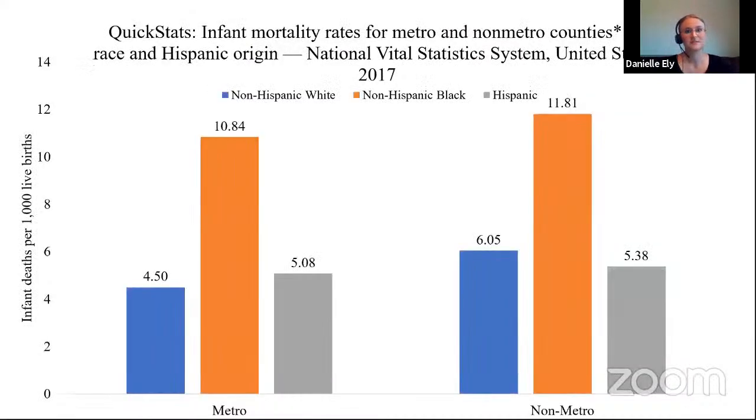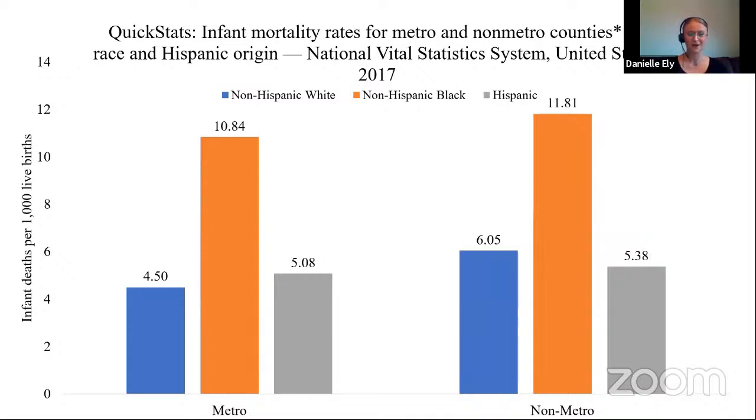If we break this down and look at the infant mortality rates for metro and non-metro counties by race and Hispanic origin, for this, we use the 2017 period linked file to describe these rates. In metropolitan counties, infant mortality rates were lowest for infants of non-Hispanic white mothers, where the rate was 4.50 infant deaths per 1,000 live births, which was followed by rates for infants of Hispanic mothers, and the rates were highest for infants of non-Hispanic Black mothers.